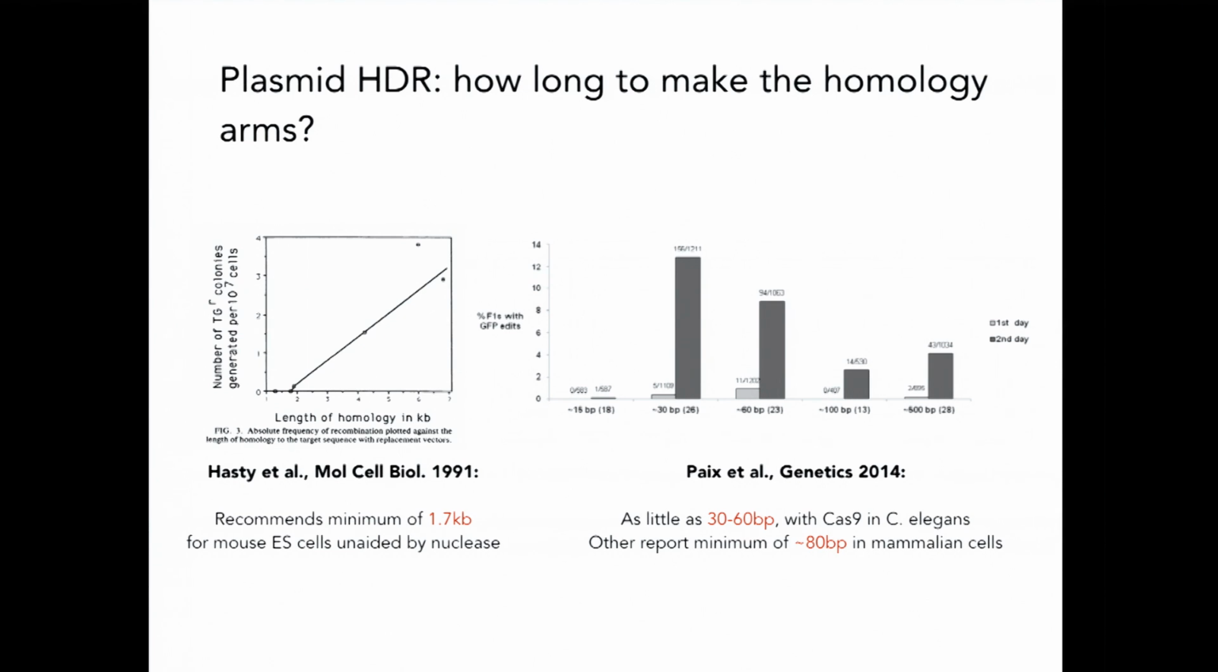If you're using a single-stranded oligonucleotide, you can have as small as 30 to 60 base pairs, as seen with Cas9 and C. elegans, 80 base pairs. So these can be relatively short, but they also do work.